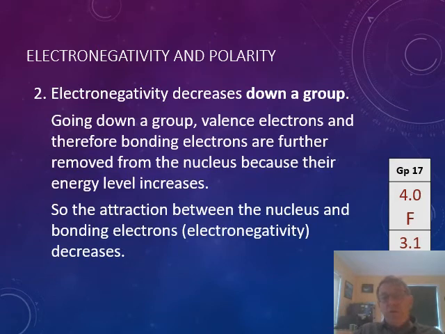Going down a group, we see there's a trend as well. Fluorine is 4, chlorine's about 3.1, bromine's about 3. You'll see slight differences depending where you get the information from and how it's measured. So going down a group, how can we explain that? Well, the valence electrons, and therefore the bonding electrons, are further removed from the nucleus because their energy level increases. So the attraction between the nucleus and the bonding electrons, in other words, electronegativity, decreases going down a group.